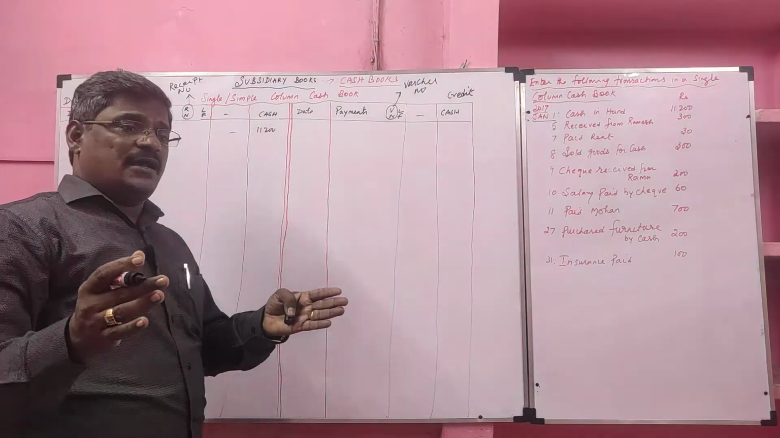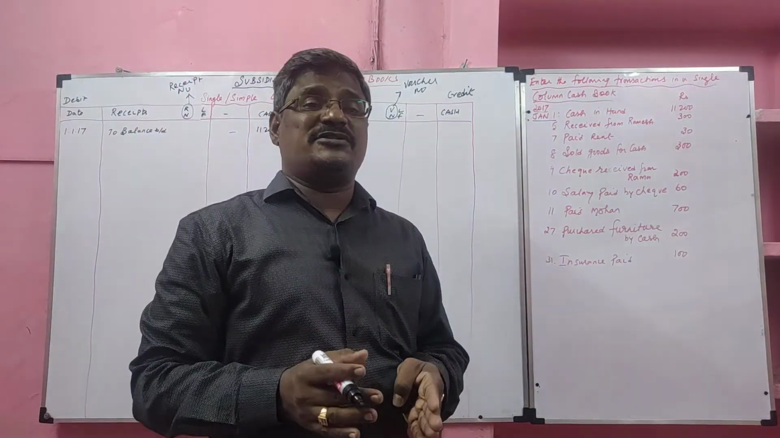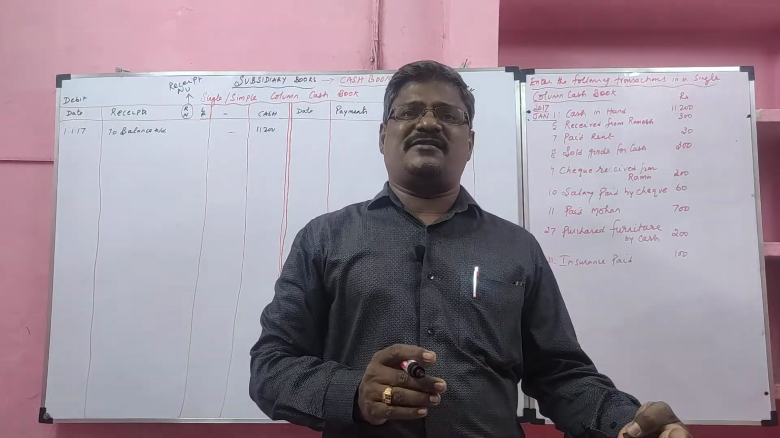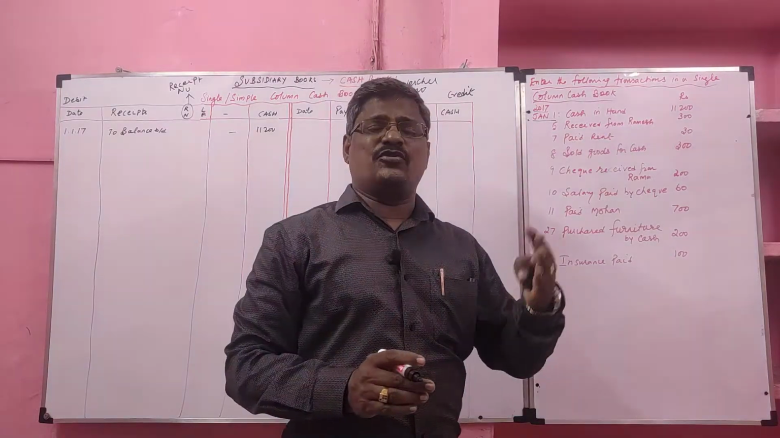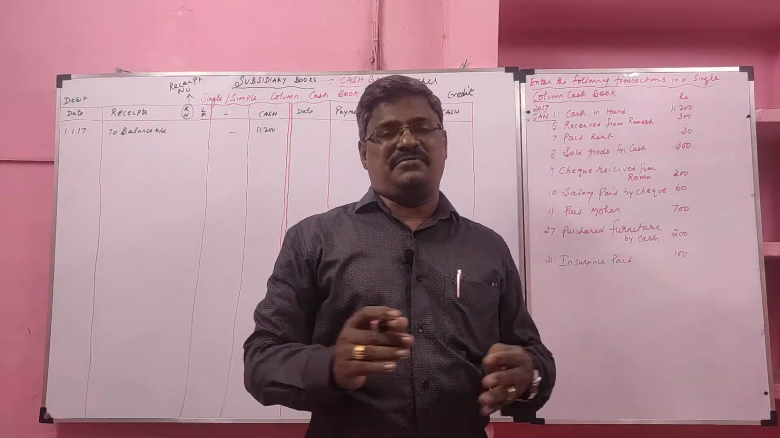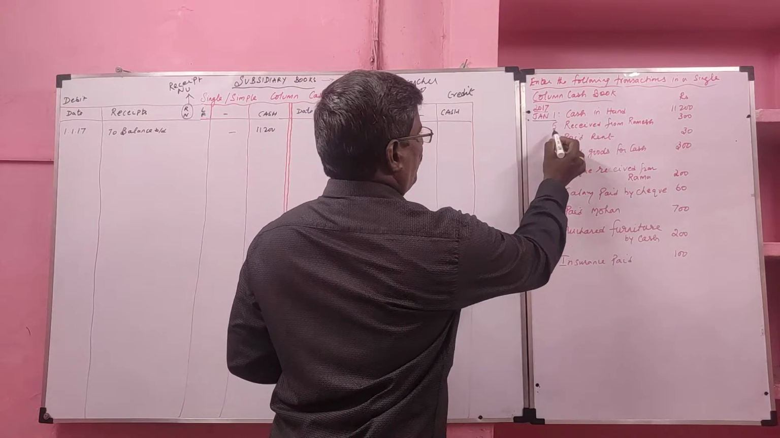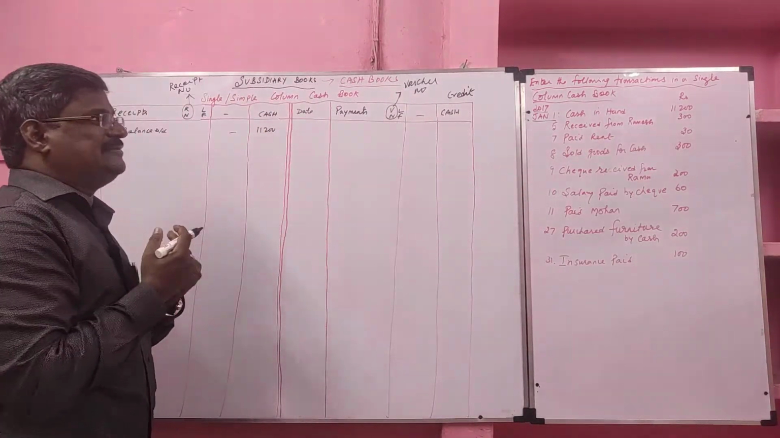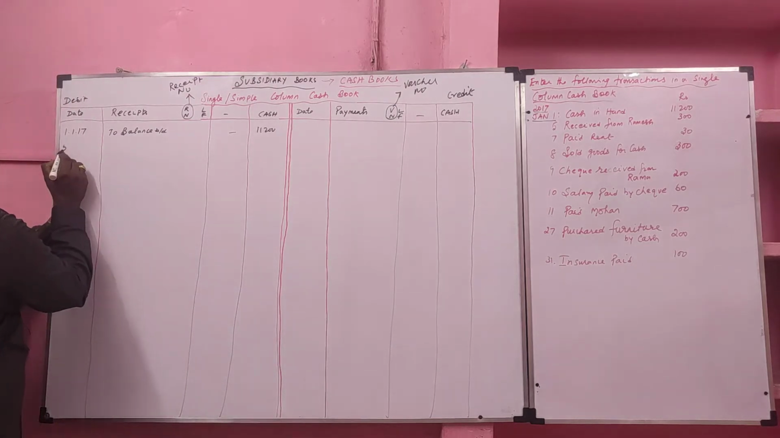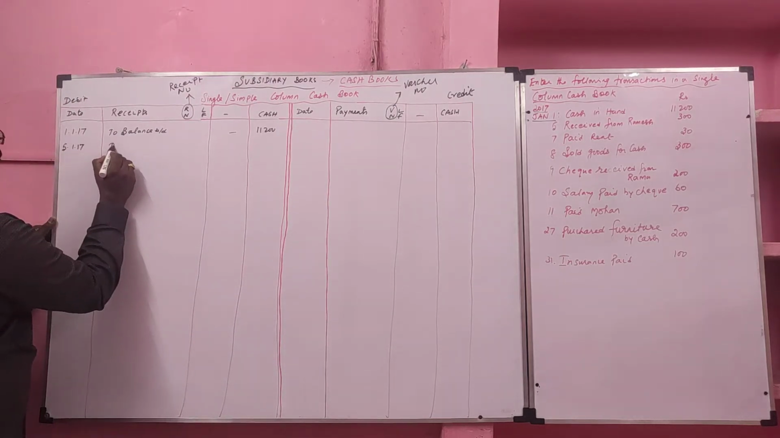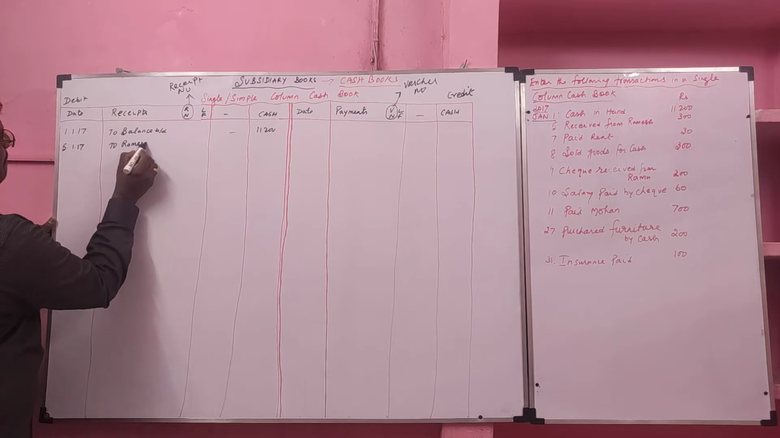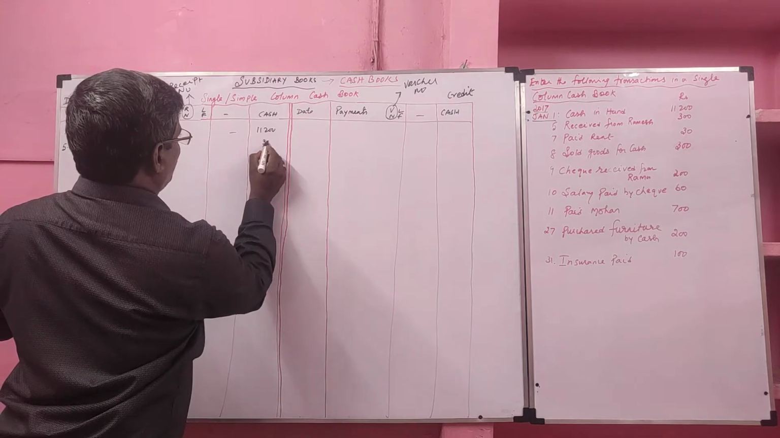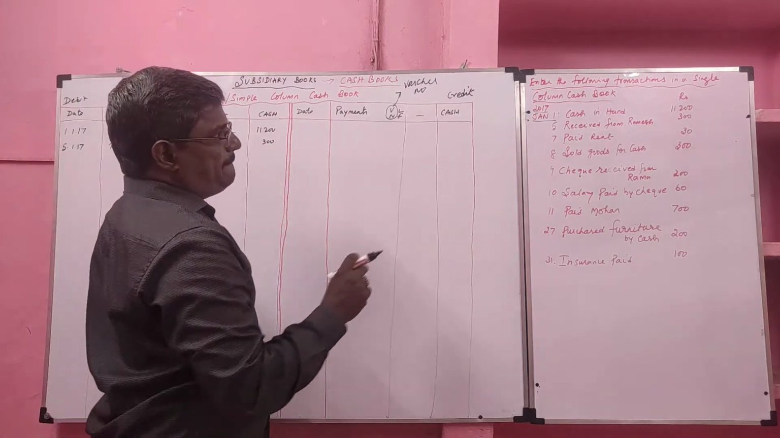If it is a new business, the cash book starts with capital. If it is an existing business, it starts with the opening balance of cash. Here cash in hand is given, so we can consider this an existing business. Then on the 5th, received cash from Ramesh. It is a receipt to us, so we record it on the debit side of cash book. To Ramesh account, we received how much? 300 rupees.